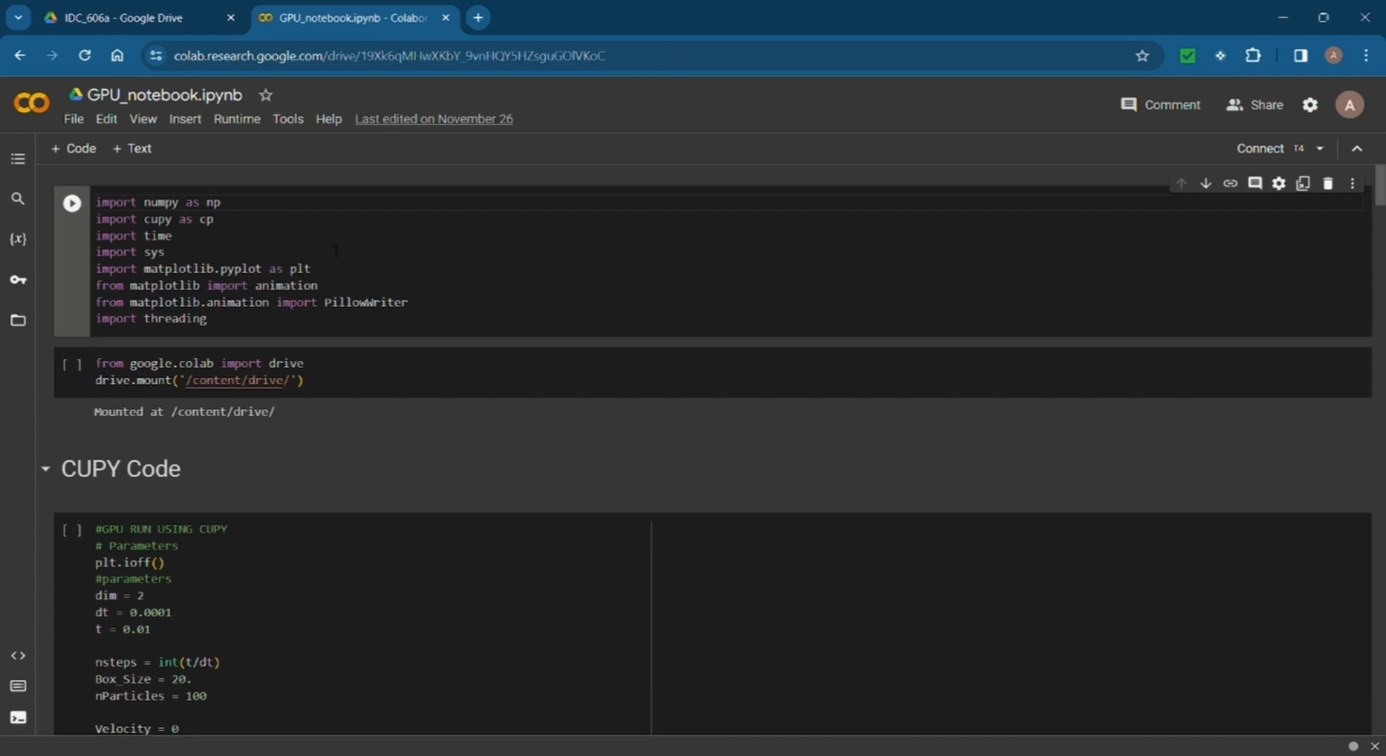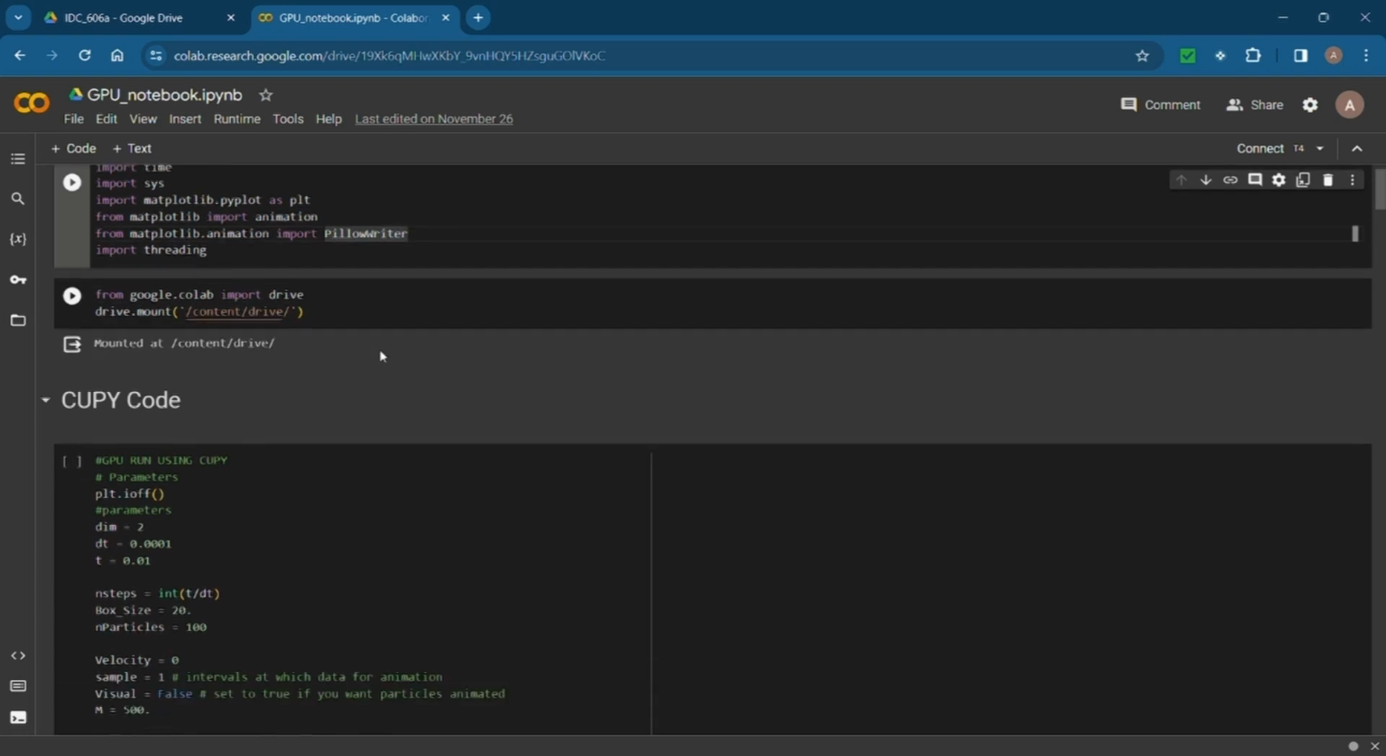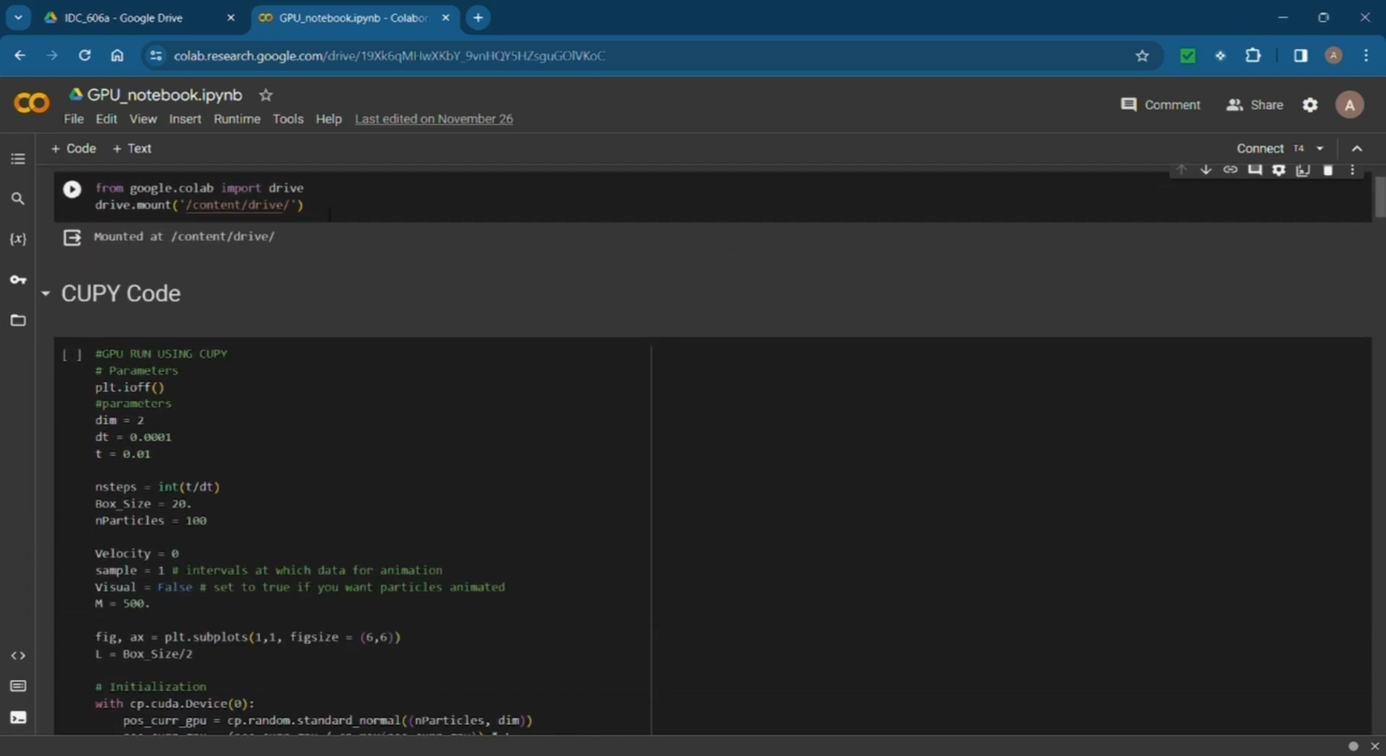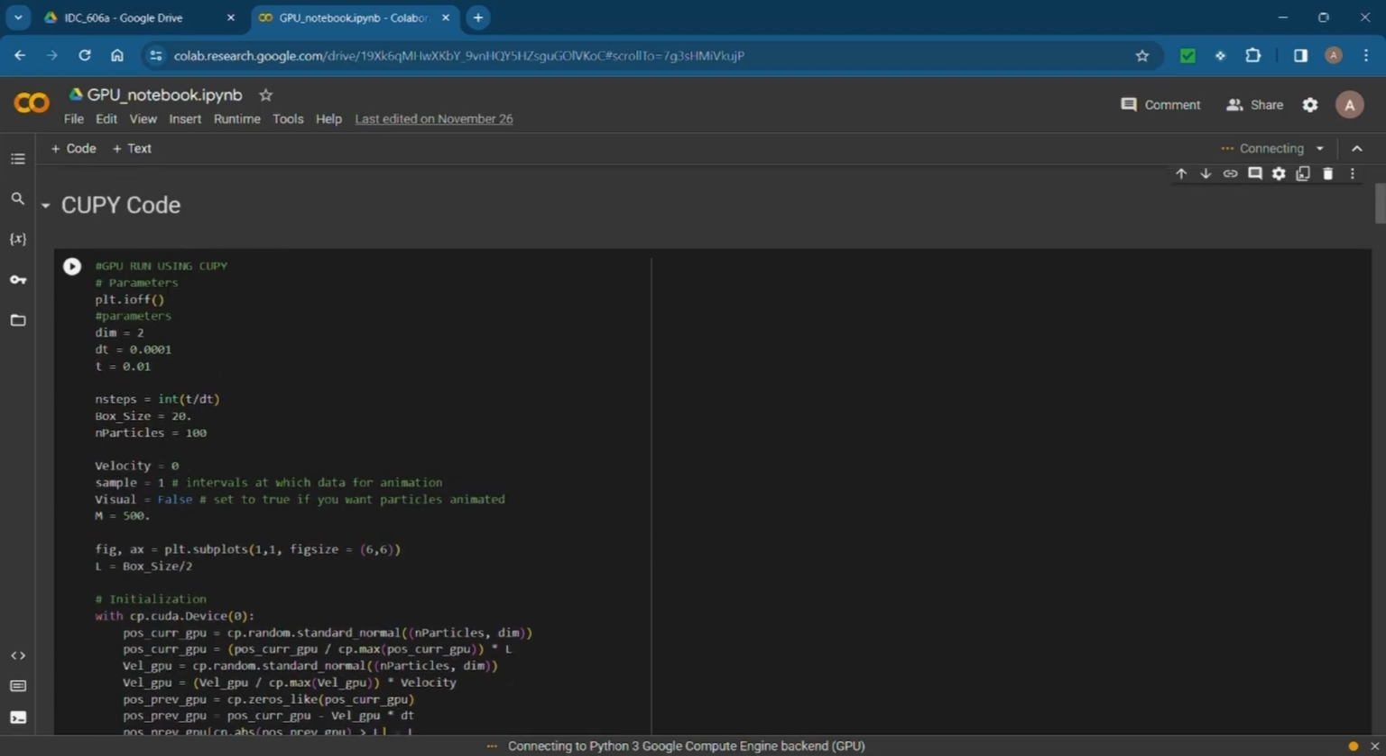I have used the CuPy Python library to run my code on GPU to get speed up. As you can see here, first I am importing all the necessary libraries. I have imported NumPy and CuPy, and for animations and stuff, I have imported the Matplotlib library. First we are mounting the drive so that whatever plots or animations we are creating get saved on the drive directly. So here is the CuPy code.